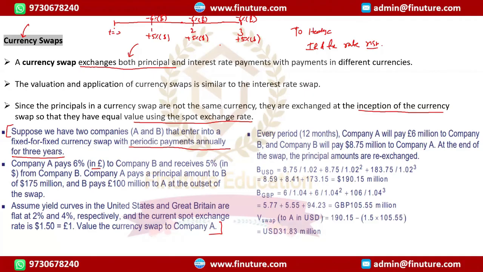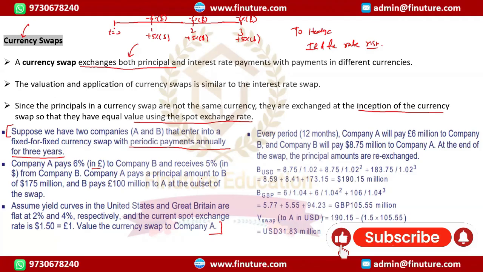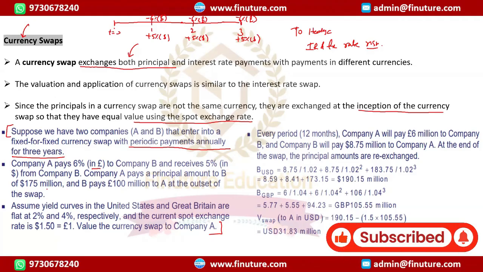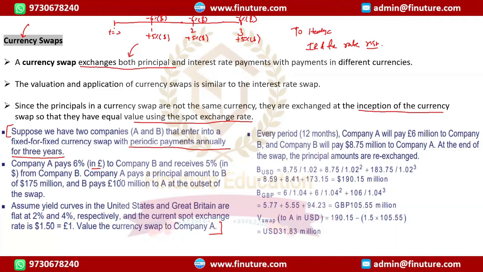They've borrowed, and then they've lent in dollars. Everyone agrees. They have borrowed sterling. That's why they are paying 6% sterling, and they have lent dollars. That's why they are receiving 5% on their dollar amount. So company A pays a principal amount to B of dollar 175 million. So it says that company A pays principal amount to B of dollar 175 million.